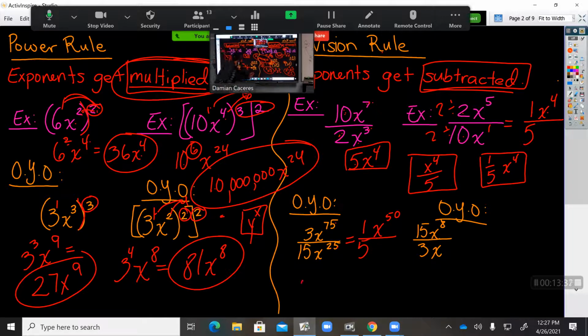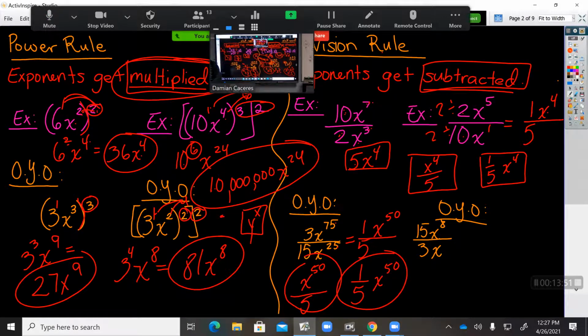And now, the right way to write that answer is x^50 divided by 5. Or you can write it next to the fraction: 1 over 5, x^50. Those are the two correct ways to write that answer.